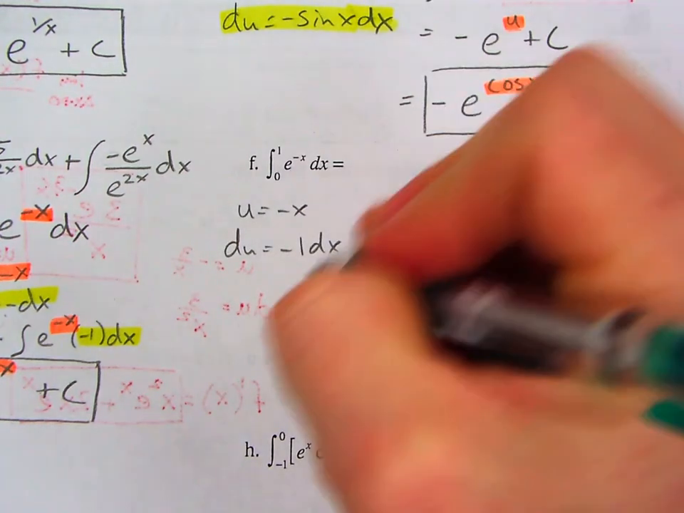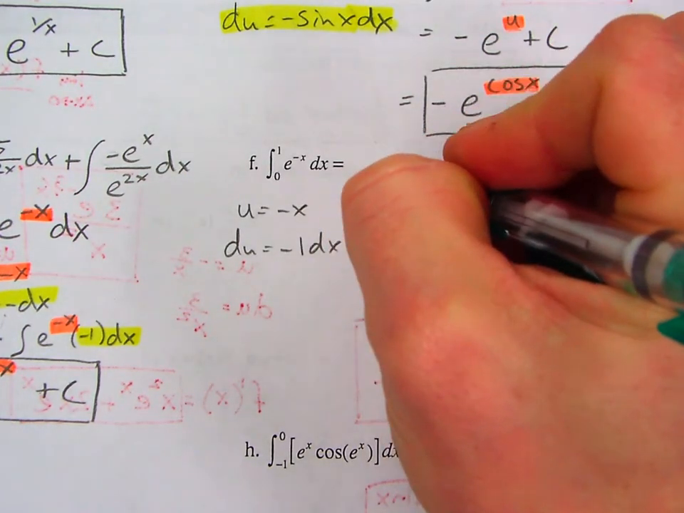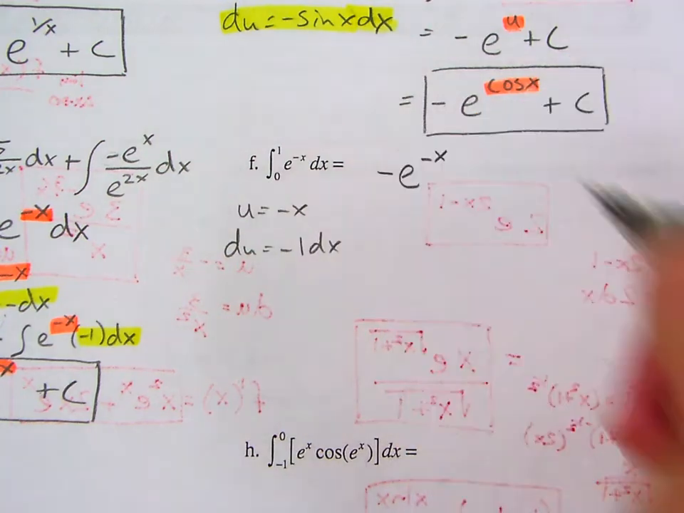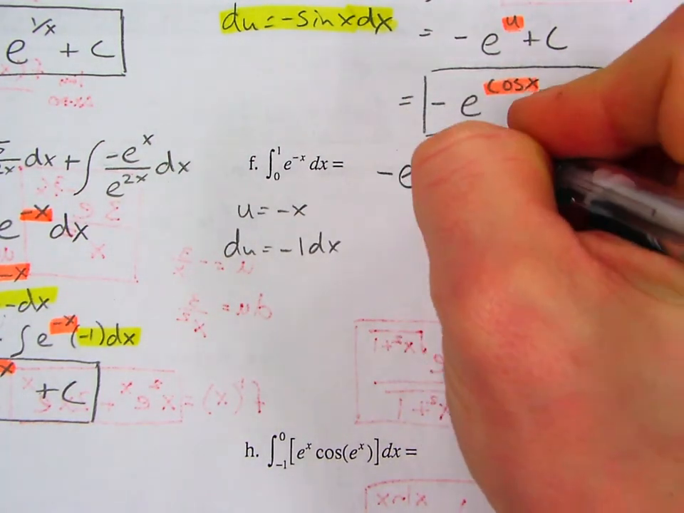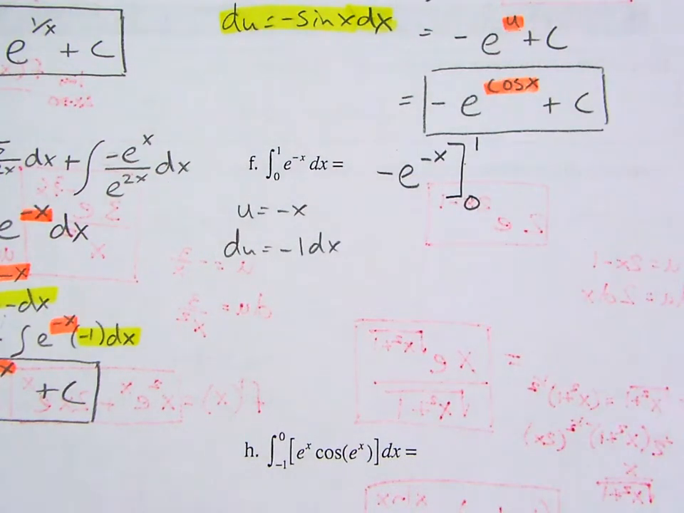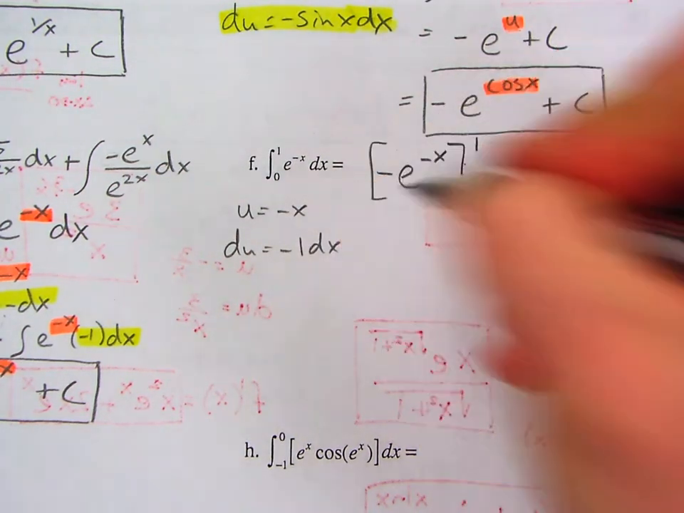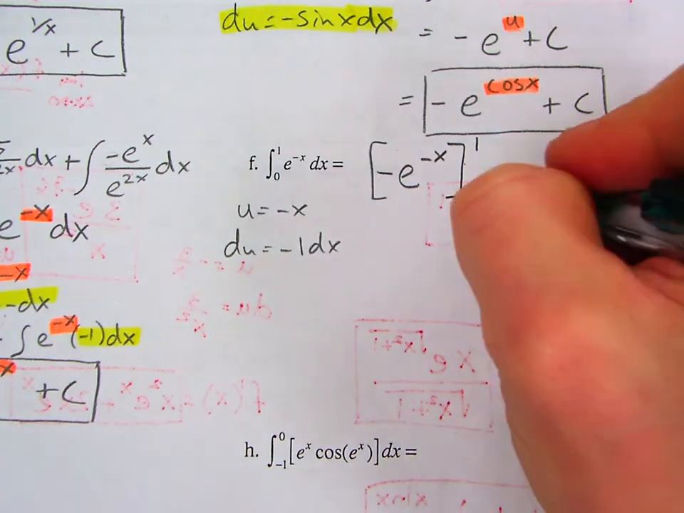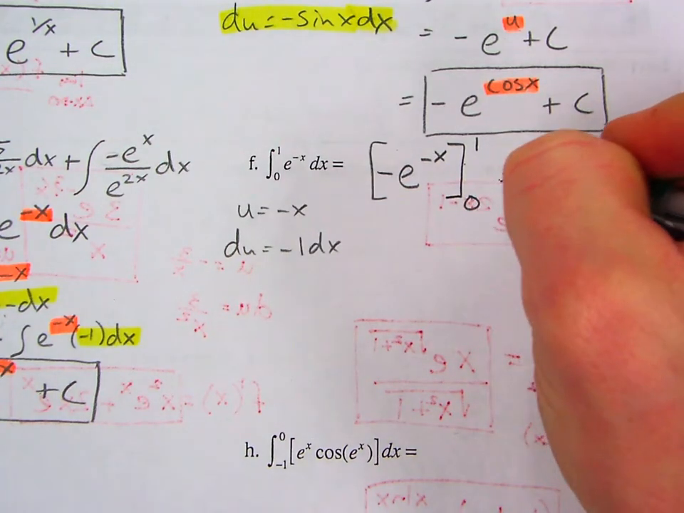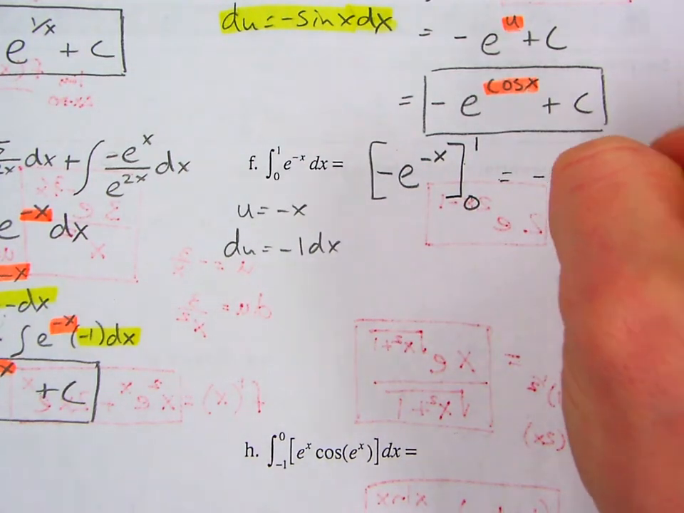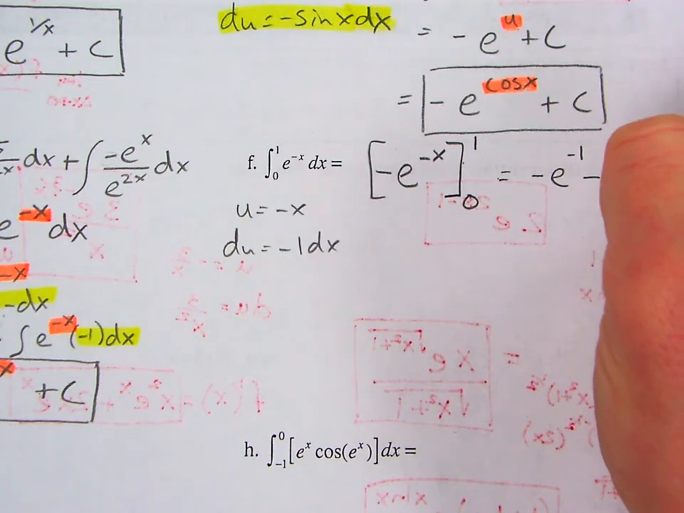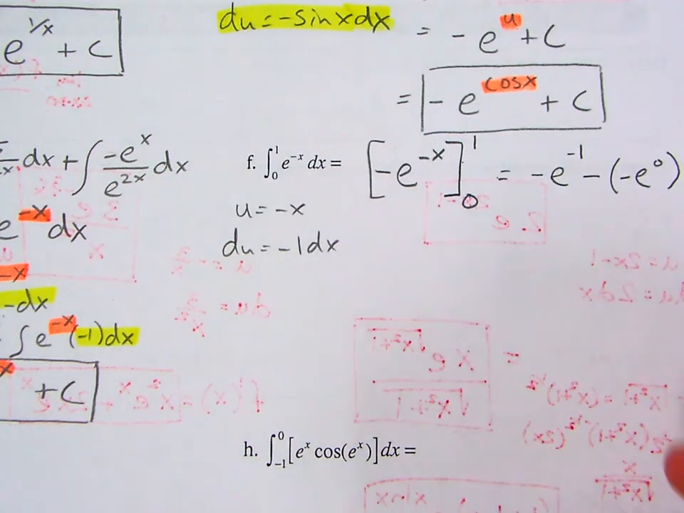Yes. So it's going to be negative e to the negative x. We're going to evaluate this from 0 to 1. So it's negative e to the negative 1 minus negative e to the 0, which is negative 1.